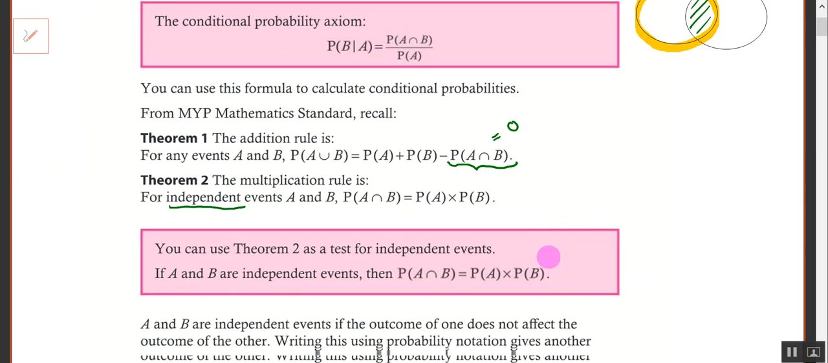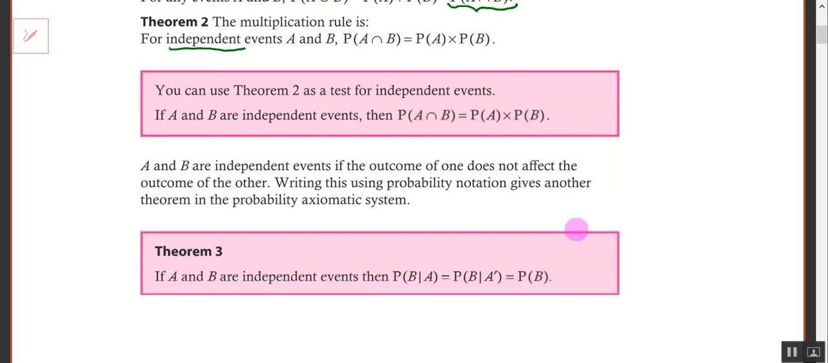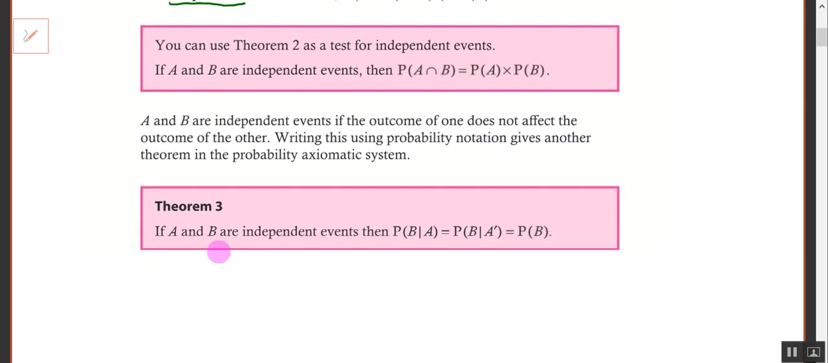Now we have this third theorem, okay? Which is if A and B are independent, then B given A will be the same probability as B happening if A didn't happen. Makes sense, right? Which is also the same as B just happening. All right. So we'll talk through that in detail and what that means. But basically, we'll be focusing on these two for this section.